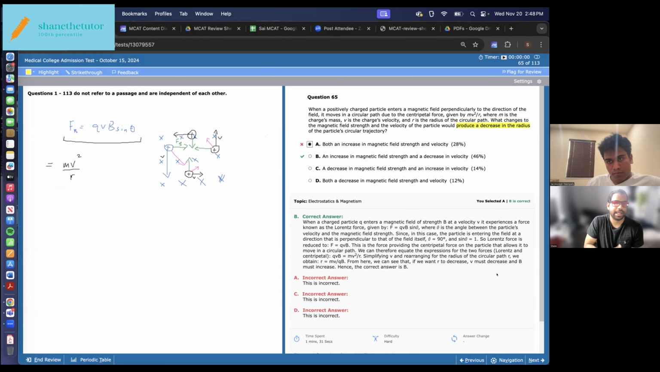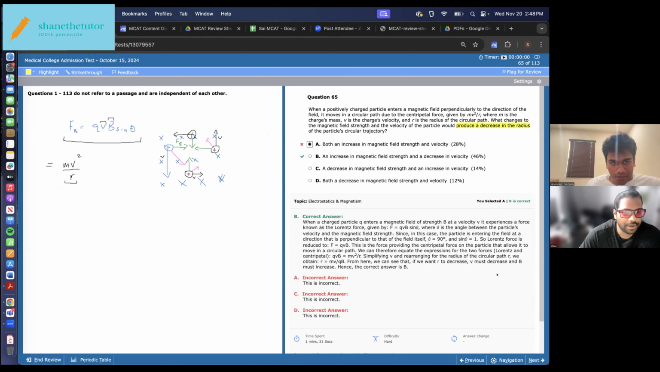What's the proportionality between these values and the radius? Yeah, they seem to be inversely related, right? Oh, you said inverse? Yeah, so as you increase the magnetic field, the radius decreases, I guess. All right, let's try this.